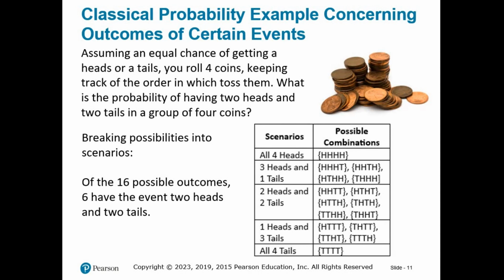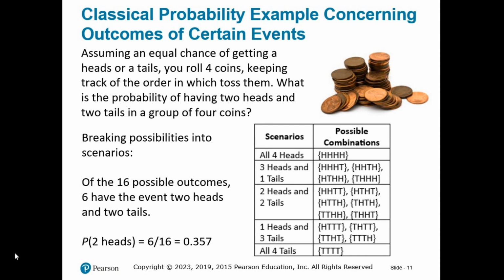So, to find the probability of having 2 heads and 2 tails, we need to count up all the combinations that fall in that scenario. There are 6 ways of having 2 heads and 2 tails in a 4-coin group, so our probability ends up being 6 out of 16, or 6 divided by 16, which is about 0.357.